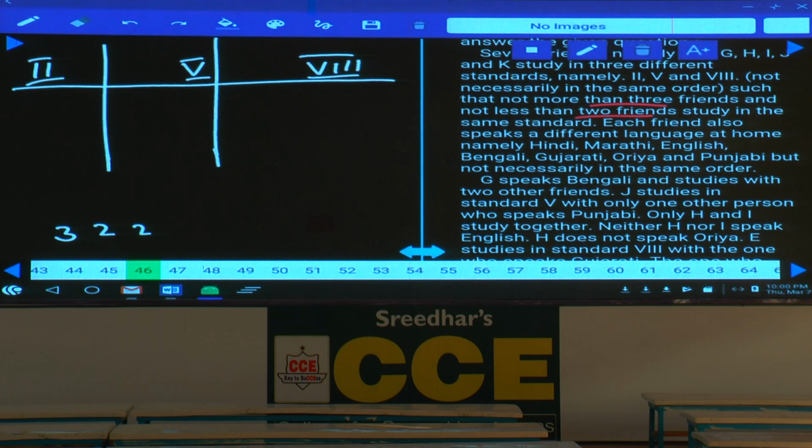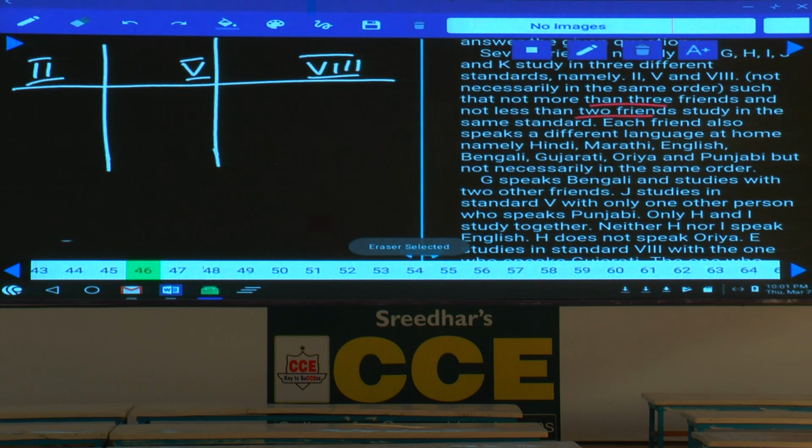Clear? Hence first we need to identify in which class 3 persons are studying. If in the 2nd standard 3 persons are studying, then in 5th and 8th there are exactly 2, 2. And in the 5th standard if there are 3 persons studying, then in 2nd and 8th only 2 and 2. And in the 8th standard if there are 3 persons, then in 2nd and 5th there are only 2 and 2.